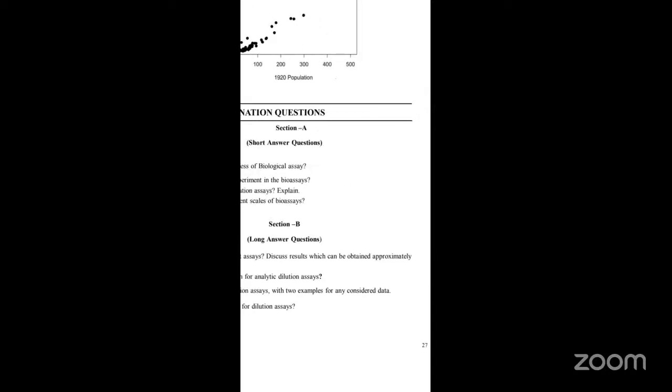So these are the short answer questions. What is the typical experiment in the bioassay? What is the analytical dilution assay? What are the measurement scales of bioassays? So here long answers. What is the model for direct assays? Discuss possible solutions for analytical dilution assays. Explain results for dilution assays with two examples for any considered data. So discuss ratio estimates for dilution assays.